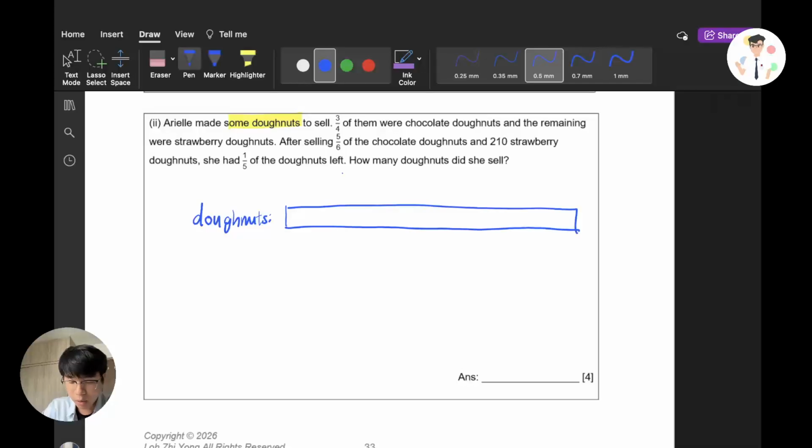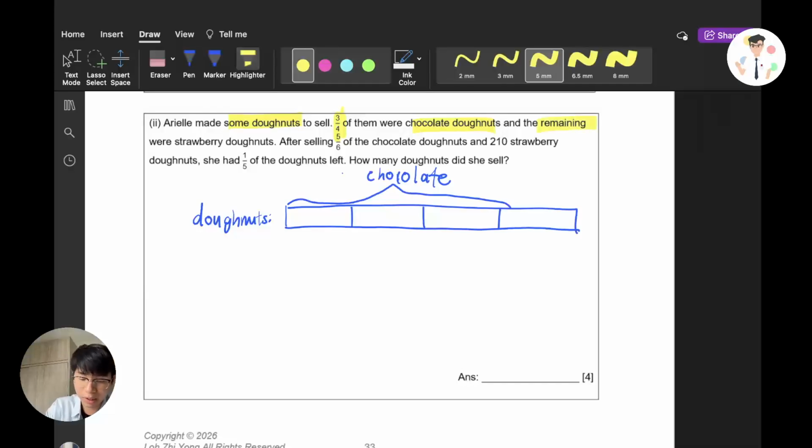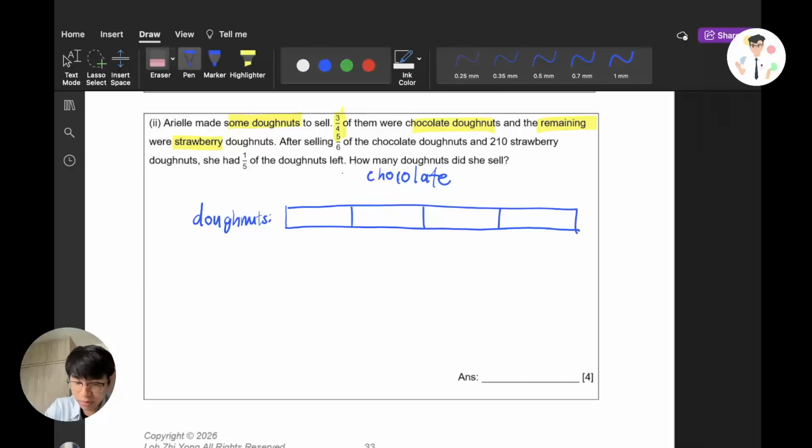Okay, now what happened is 3/4 of them were chocolate donuts. That means that out of all the donuts, I cut into 4 parts. Oops, I didn't cut nicely. Let me just cut a bit nicely here. Okay, now out of these 4, I have these 3 as chocolate. Wow, chocolate donuts. And what happened here is the question says the remaining are strawberry donuts. Okay, I think I didn't draw that nicely. Let me just cut a bit.